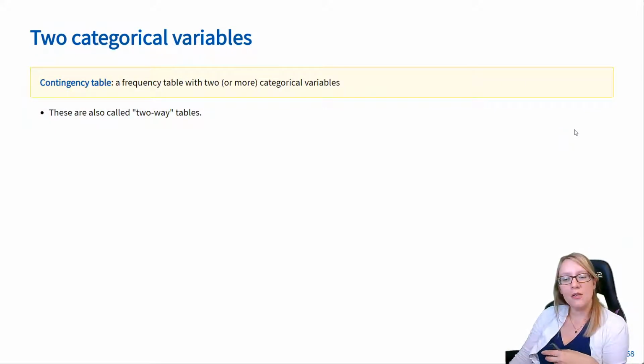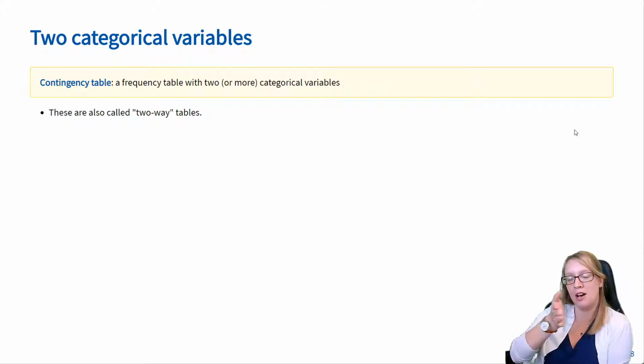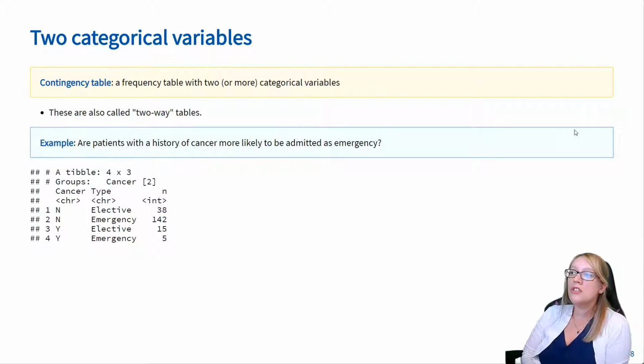Now, the last thing that I want to talk about in this video is working with two categorical variables. A table that contains counts, or the number of observations that fall into different categorical variables, is a contingency table. So we have one variable on the rows, one variable on the columns. Within the table, we have the counts. Another term for these is two-way tables.